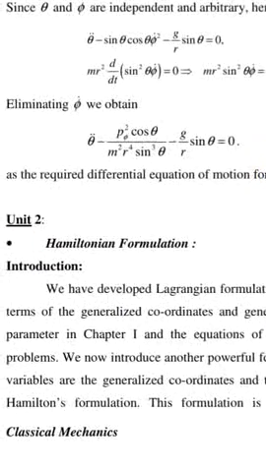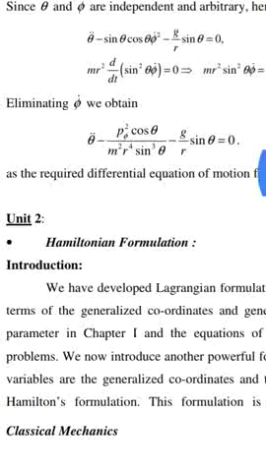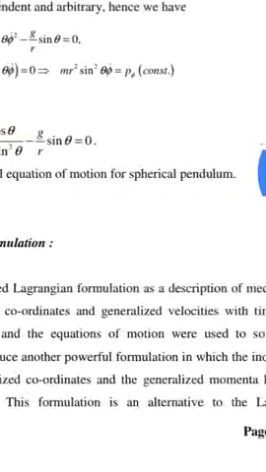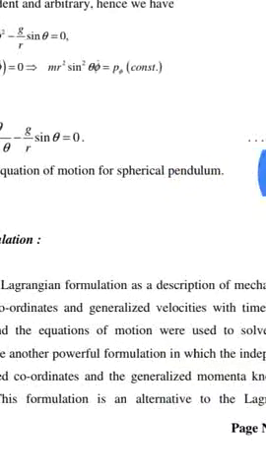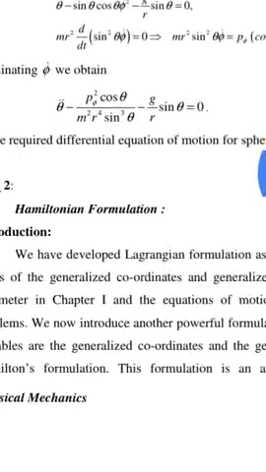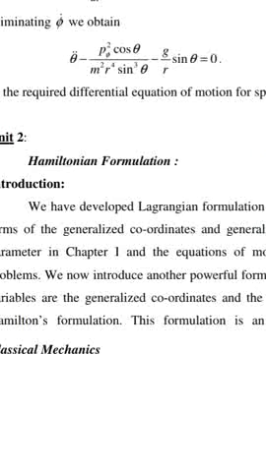Then eliminating φ dot between them, we obtain θ double dot minus pφ² cos θ divided by m² r⁴ sin²θ minus g/r sin θ is equal to 0, as the required differential equations of motion for the spherical pendulum.